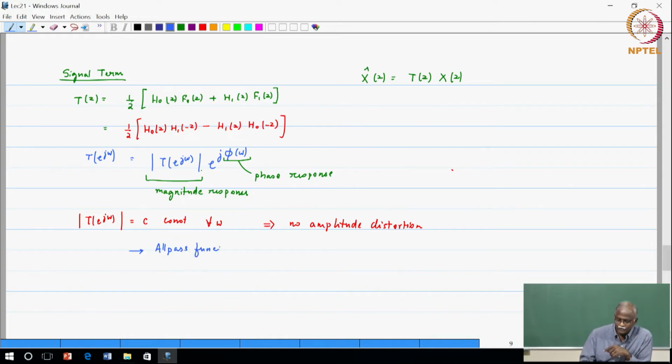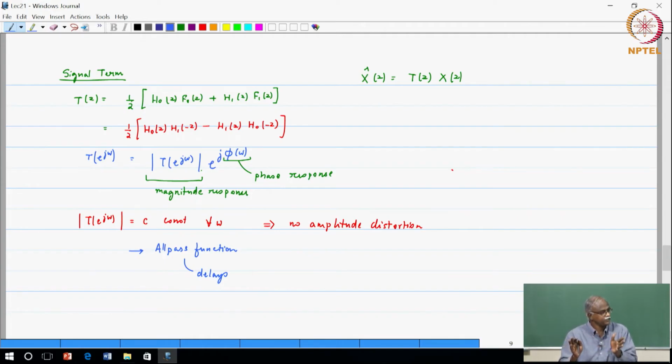All pass function. Typically the most common all pass functions that we know of are delays, right. Of course, there are filters that have a response which is very close to 1, but they are IIR filters. All pass filters are IIR filters, but now I have a FIR system. Now, the question is, can this FIR system be all pass? Can an FIR system be an all pass but not a delay?